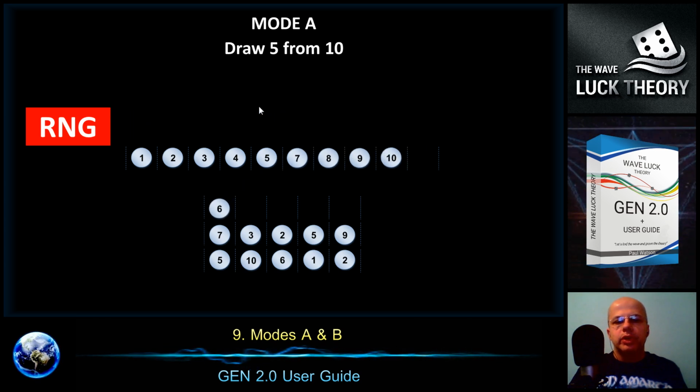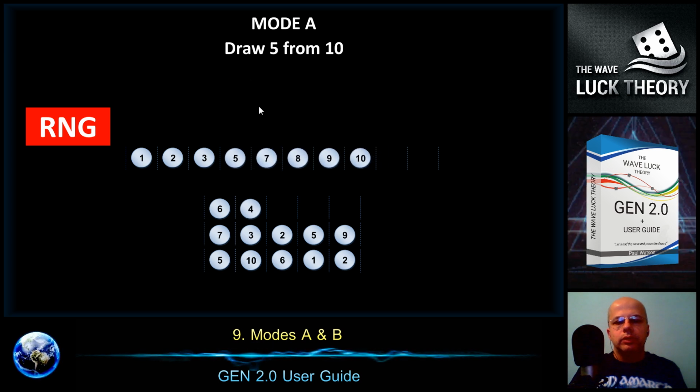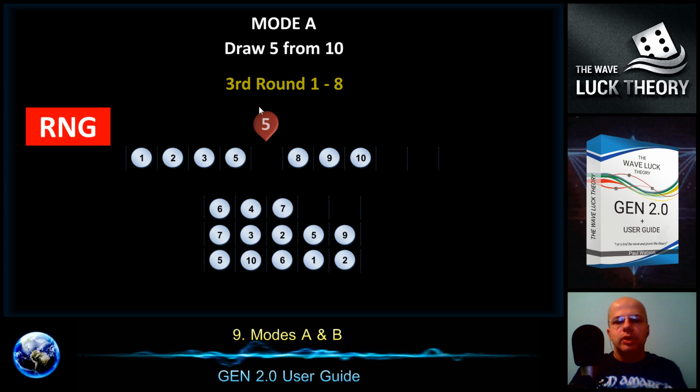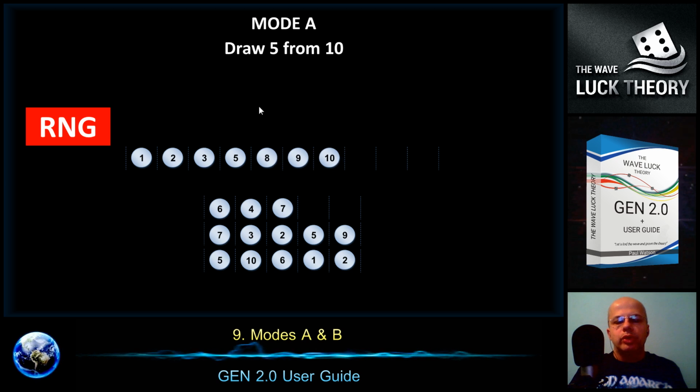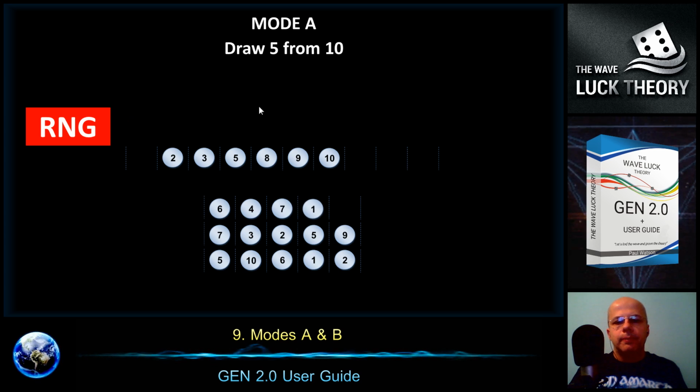We have number 6, and second round range. You can see how the numbers are always moved to the left, that we are actually reducing the amount of numbers, and the range is also reduced to draw the numbers.